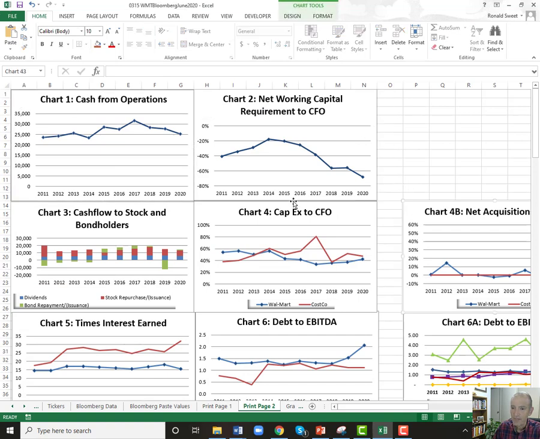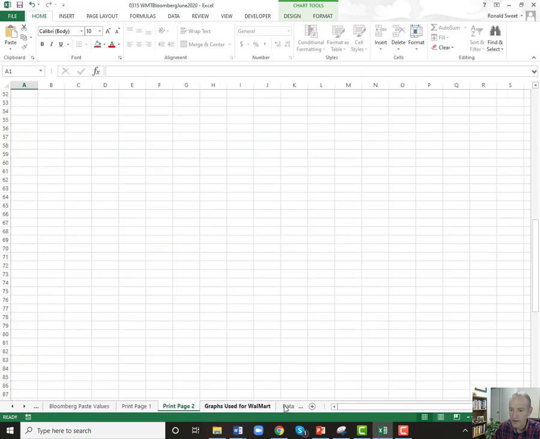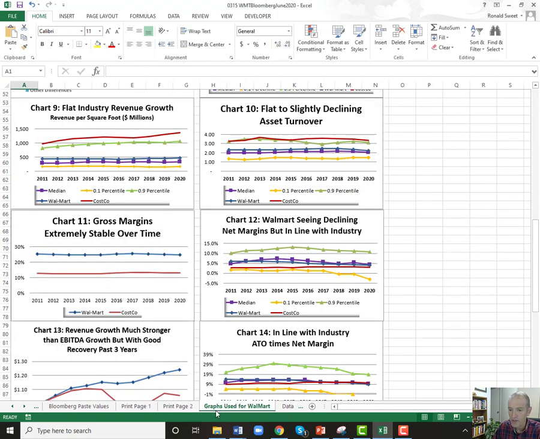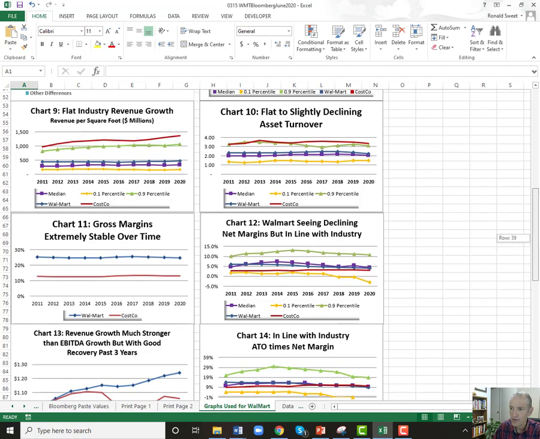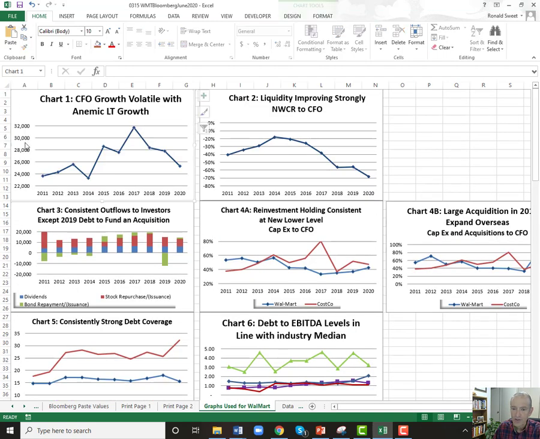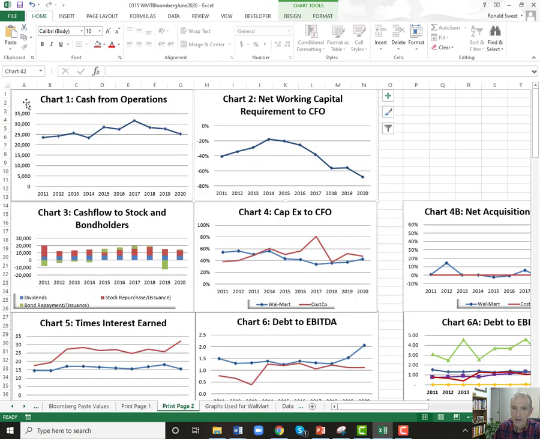So every graph you have built, well, I'll talk about which ones you will and won't use. You're going to take these graphs and copy them into your paper. I actually recommend, you'll see what I do with Walmart. You'll notice that I created a whole new sheet called Graphs Used for Walmart. So what I actually recommend that you do, look at this chart 1. Look how there's way too much white space here.